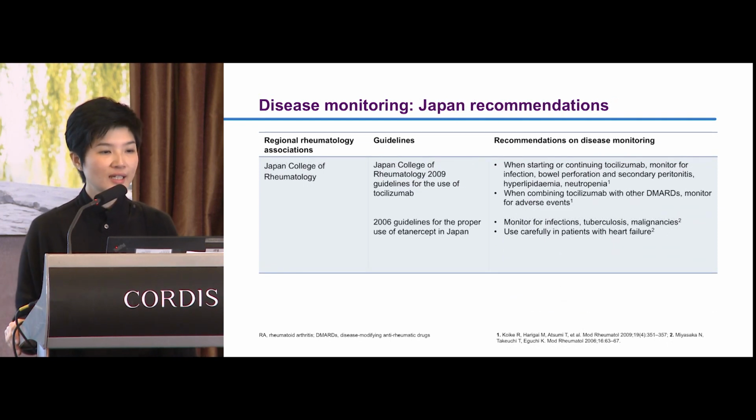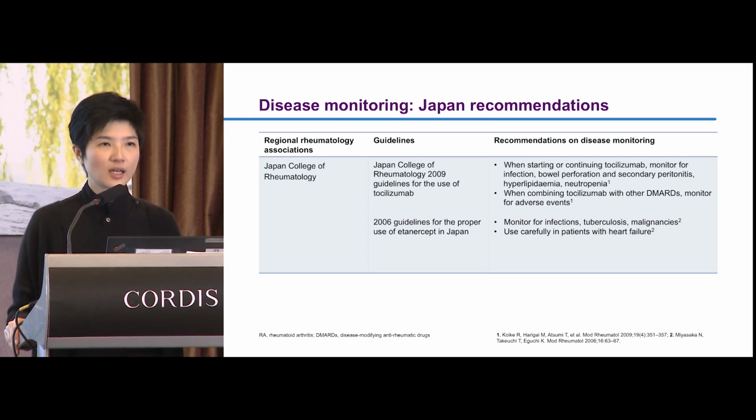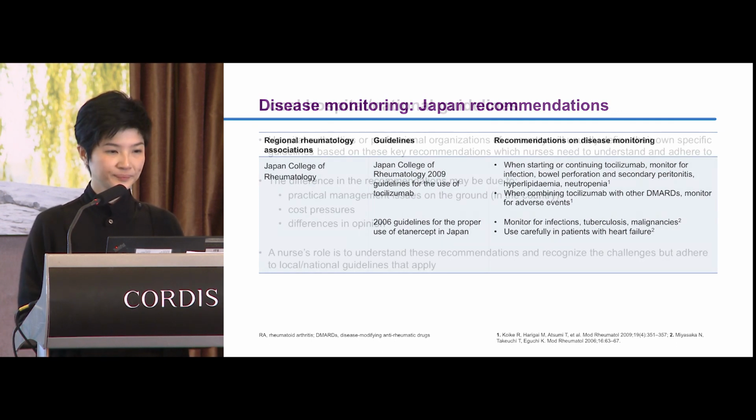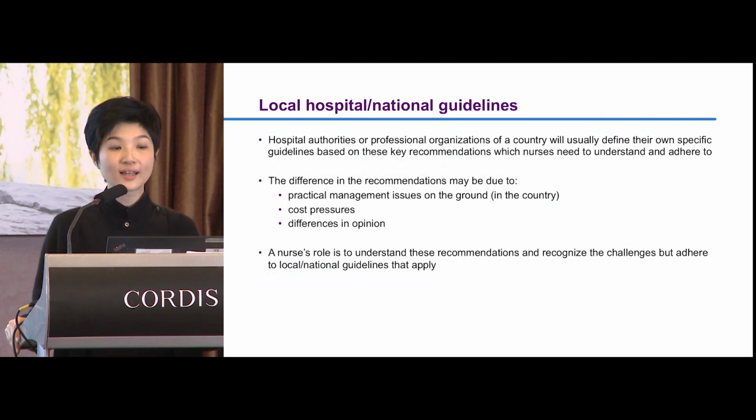So what about Japan? The Japan College of Rheumatology did publish 2 guidelines on the use of biologics, namely etanercept and tocilizumab, in 2006 and 2009 respectively. It highlights the screening before the treatment and the monitoring of the potential adverse events of these 2 biologics.